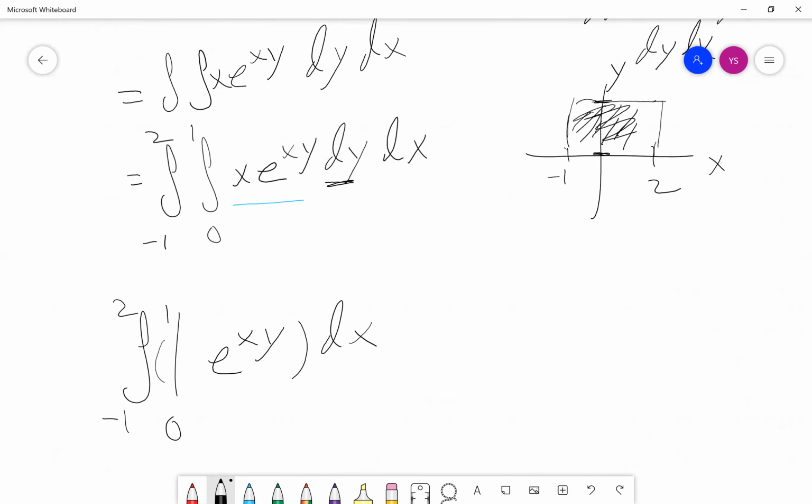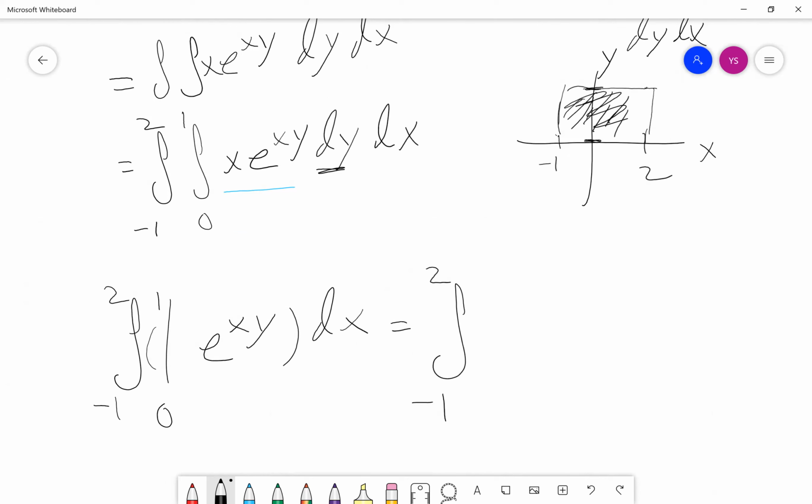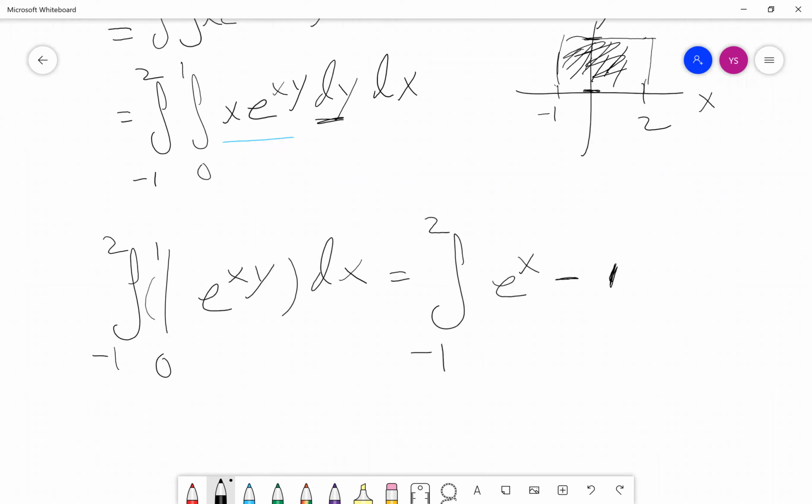Any questions? So then we plug this in. We get the integral from -1 to 2 of e to the, and we're plugging this into y, so e to the x minus 1, right? And then this entire thing is taken with respect to delta x.